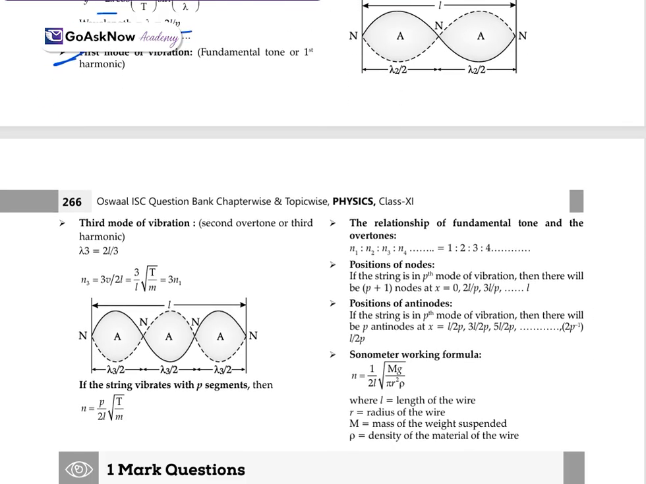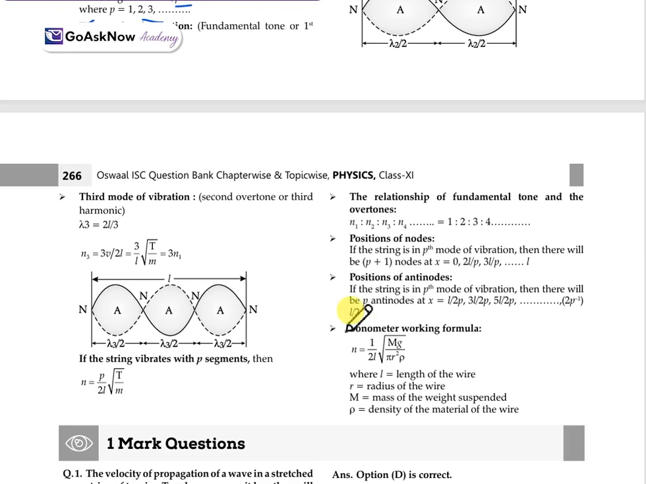Now the third tone of vibration. Here the second overtone, or the third harmonic, has wavelength lambda 3 equal to 2L by 3. So n3 is equal to 3 upon 2L square root of T upon m, which is equal to thrice n1. So if the string vibrates with p segments, then n will be equal to p upon 2L square root of T upon m.